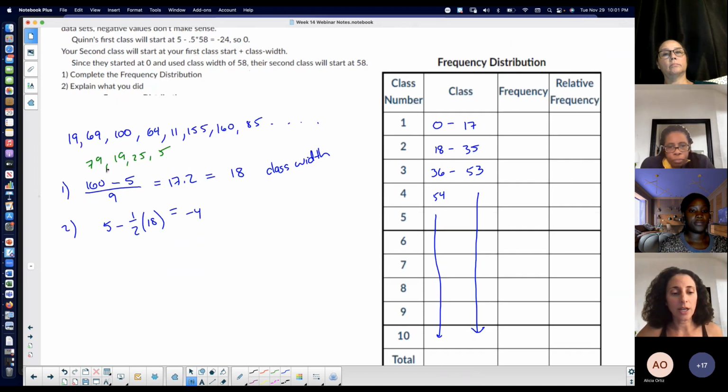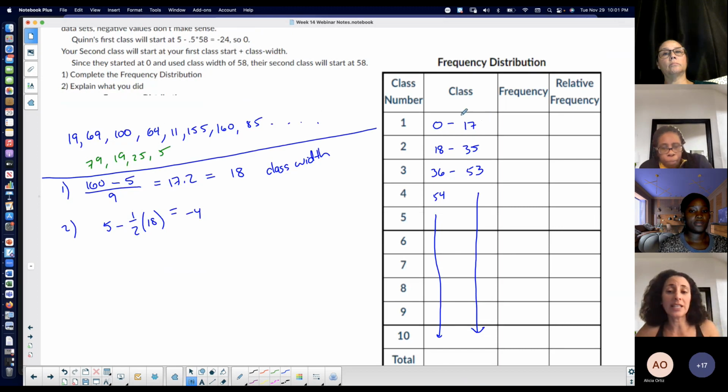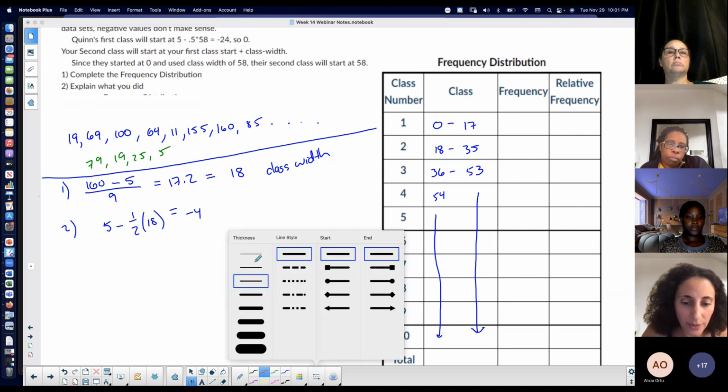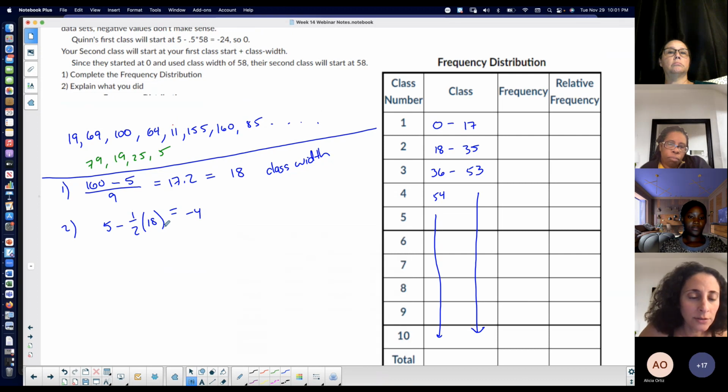My frequency. How do I determine frequency? Well, frequency is how many times a value from the data set shows up in this class. So how many of my data values lie within this class? How many are between 0 and 17 inclusive? Do I have any? So I have 1. Let me use red. So I go through my data set and I count them. 1, and then I think just 2. Only 2 data values from my data set are in this interval.